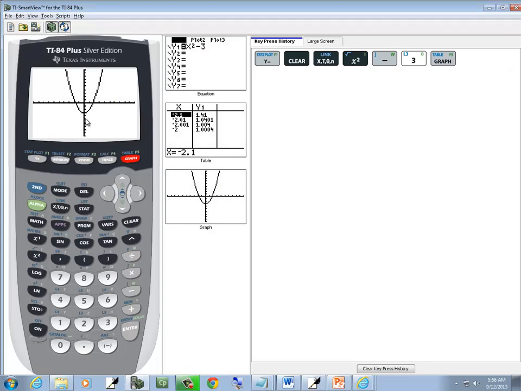Now our range, our y values. If we look for our lowest y value, down here at like y is equal to negative 9, if I go left to right, I don't find my graph anywhere. It doesn't exist down here.